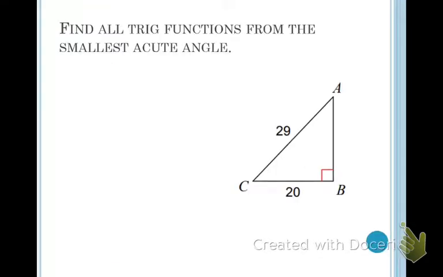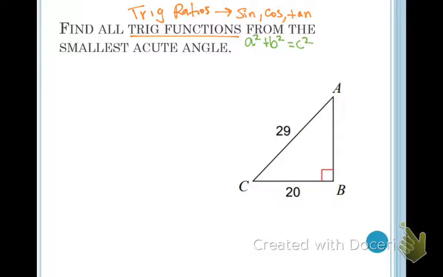It says find all the trig functions from the smallest acute angle. It'll either say trig function or trig ratios. It means the same thing. We're going to find the sine, cosine, and tangent from the smallest acute angle. Before we do that, what are we missing in this triangle? A side. How do I find the missing side on a right triangle? The Pythagorean theorem. So we are going to do a squared plus b squared equals c squared.